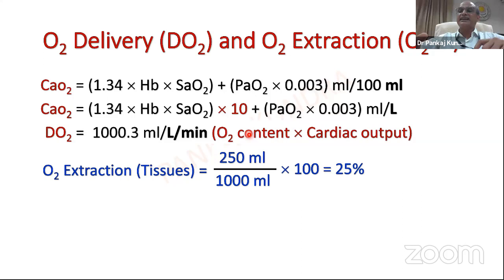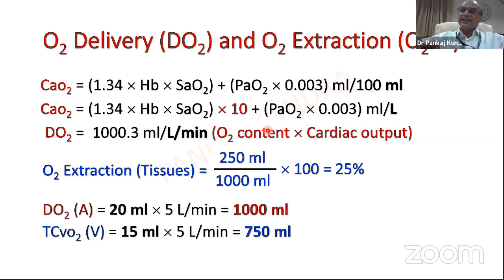We say that the consumption at rest is always 250 ml and the delivery which we have got is about 1 liter. Into 100, the oxygen extraction ratio is about 25%. Now, how did we get this 250 ml? How did we deduce this? You always say 250 ml. Do we have a reason to say how this 250 ml has come here?